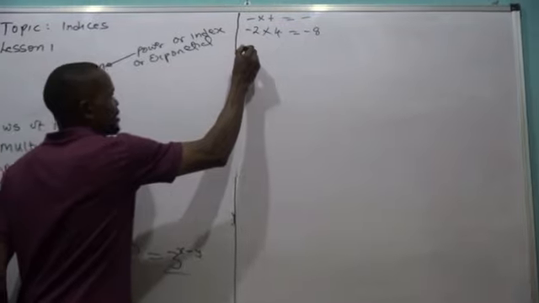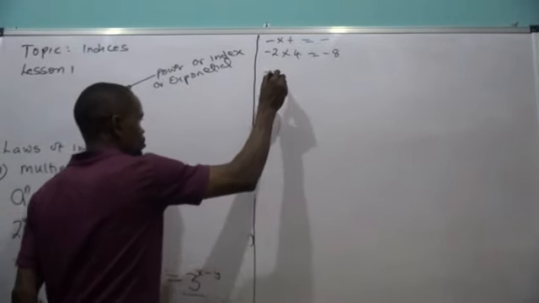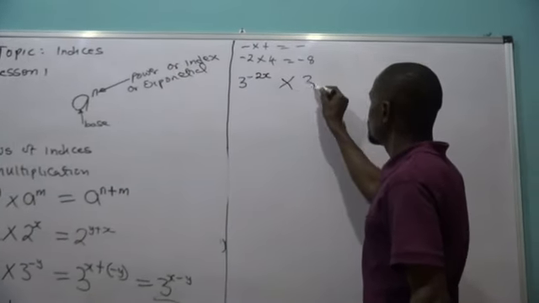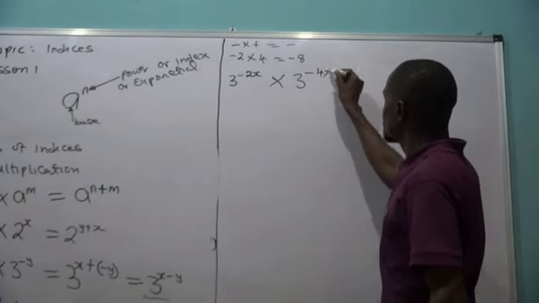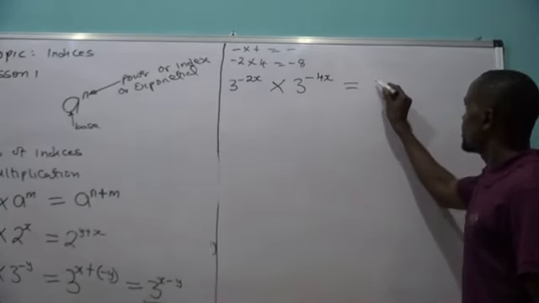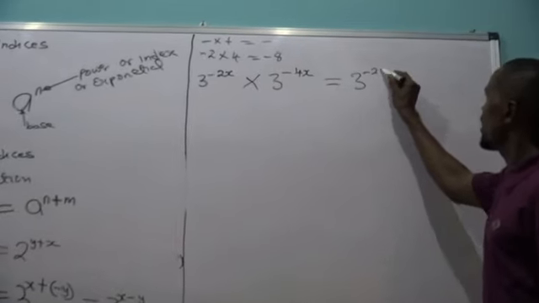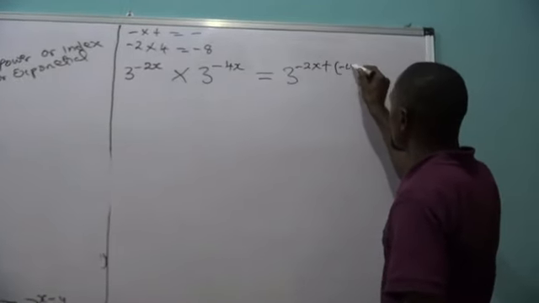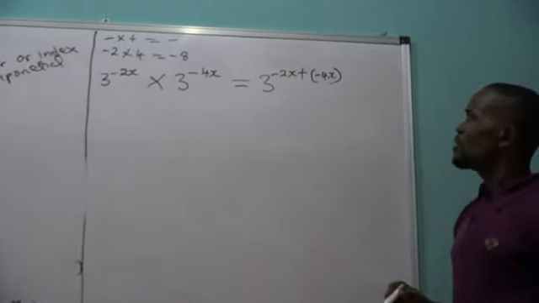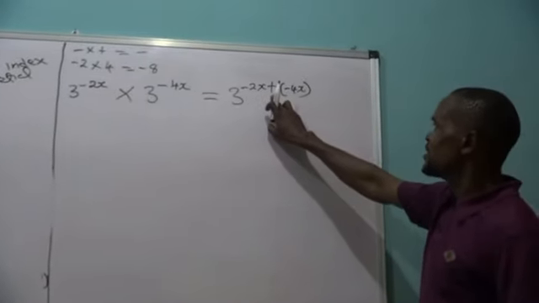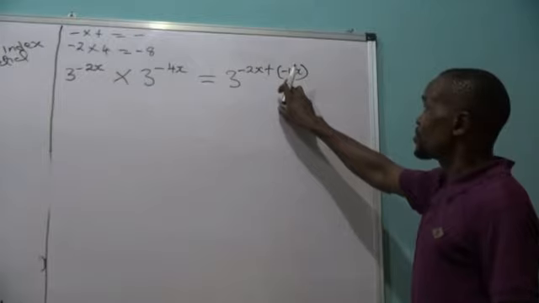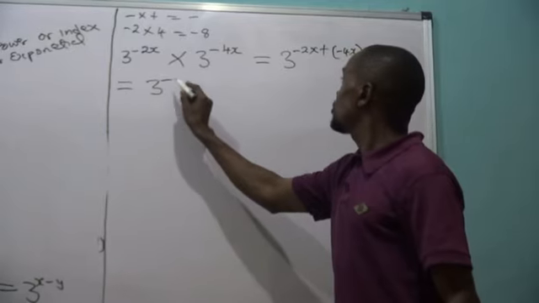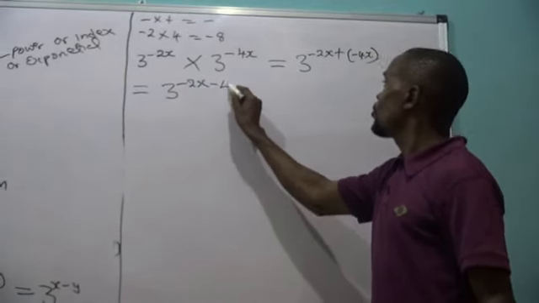3 raised to the power minus 2x times 3 raised to the power minus 4x. The answer will be 3 raised to the power minus 2x plus, which is a constant in our formula, and that will give me minus 4x in brackets. Then what happened? I see that this is plus times minus. What is it going to give me? Well, 3 raised to the power minus 2x minus 4x.